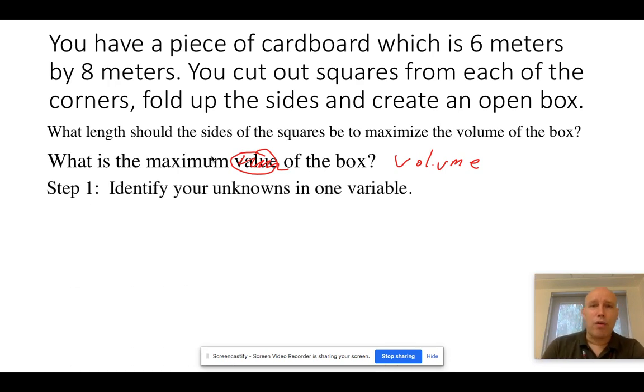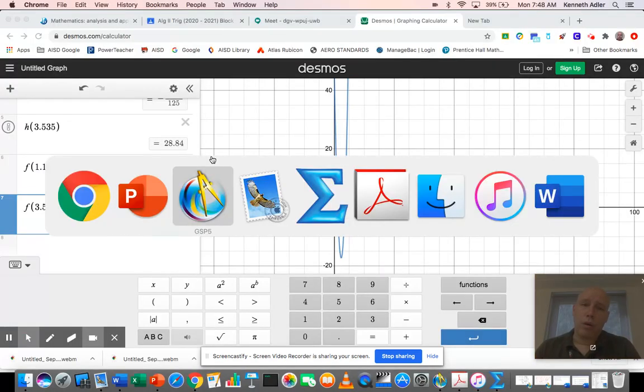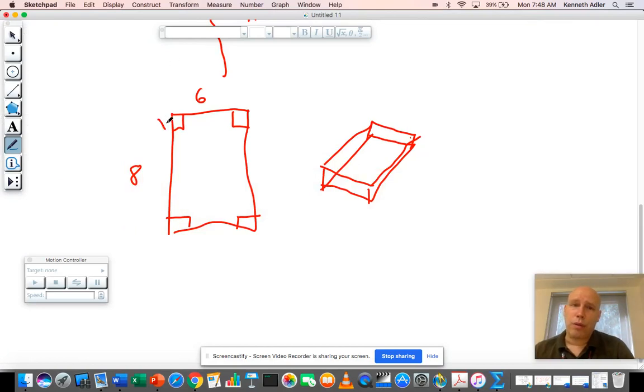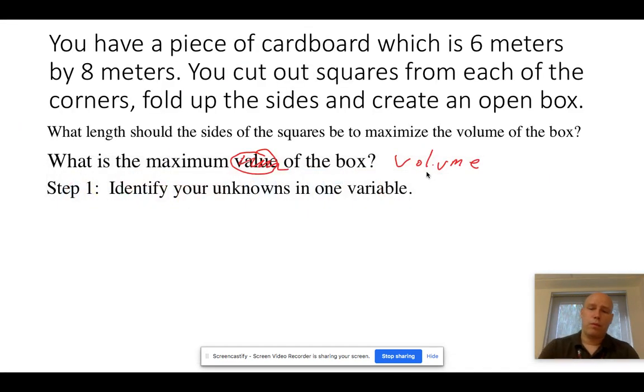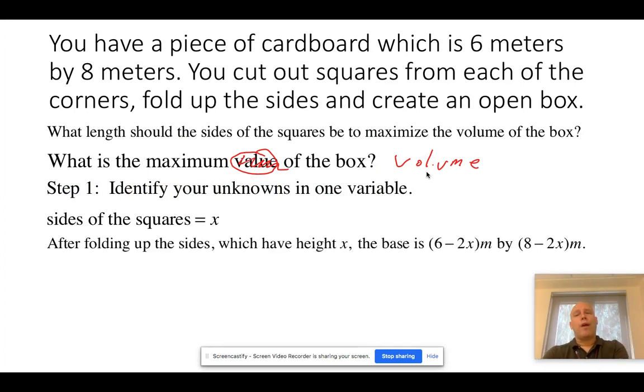Step 1, identify your unknowns in one variable. We don't know what we're cutting out here. It's x by x. So we know the height is x. What's left over for the sides? Well, we took out x's on both sides. So it's 6 minus 2x for the length and 8 minus 2x for the width. Sides of the square x. After folding up the sides, which have height x, the base is 6 minus 2x by 8 minus 2x meters.